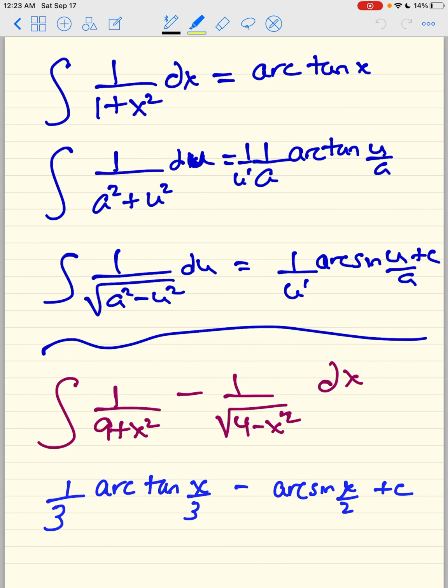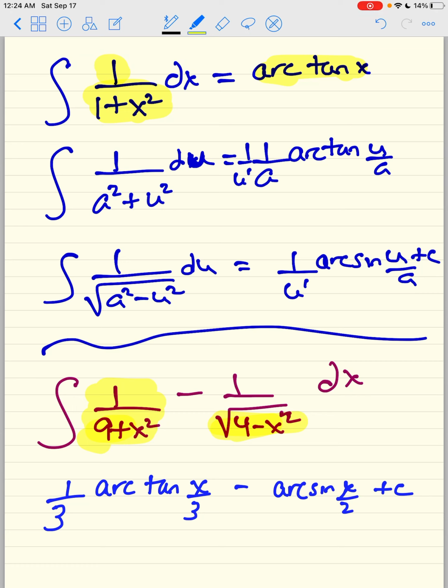For the next one, the problem is 1 over 9 plus x squared minus 1 over the square root of 4 minus x squared. What you notice is that it is a quotient, so you can't integrate it, but the exponents differ by 2. You should try to think of arctan when it doesn't have a square root and arcsine when it does. The way this works is 1 over 1 plus x squared is arctan x.